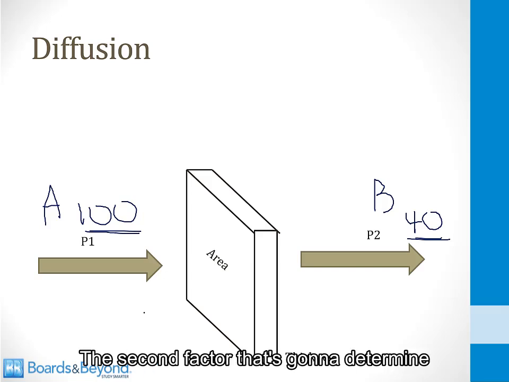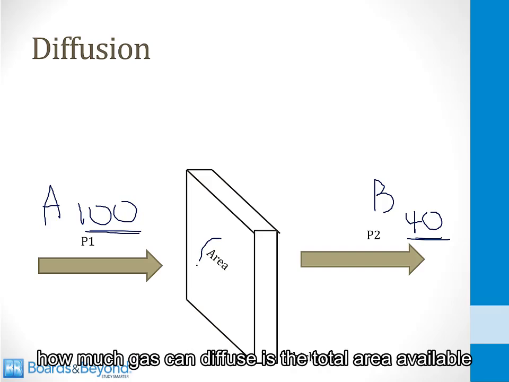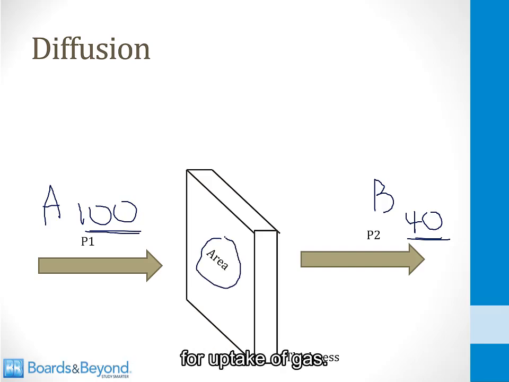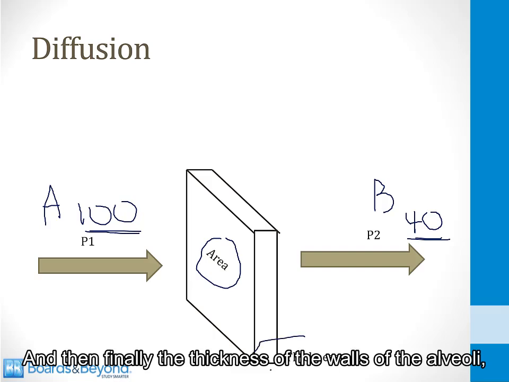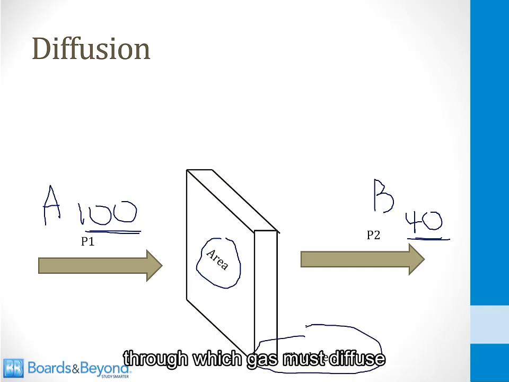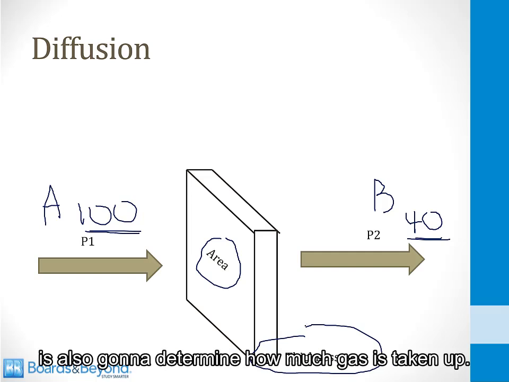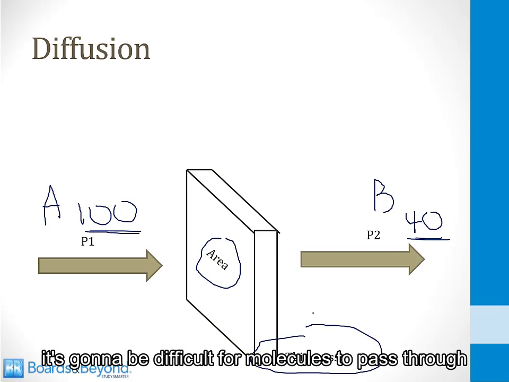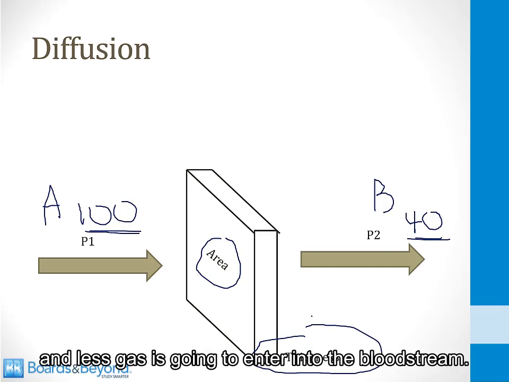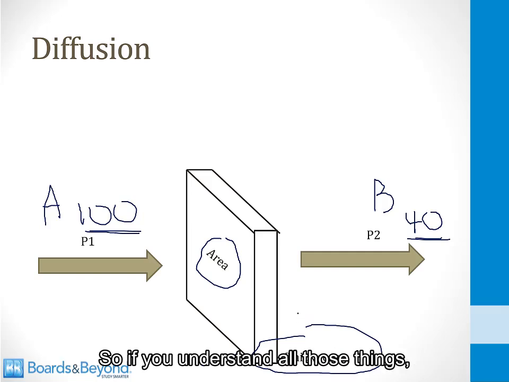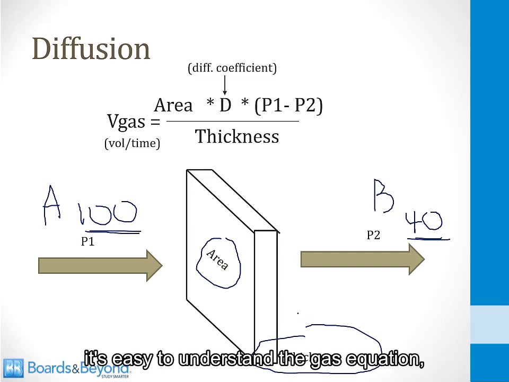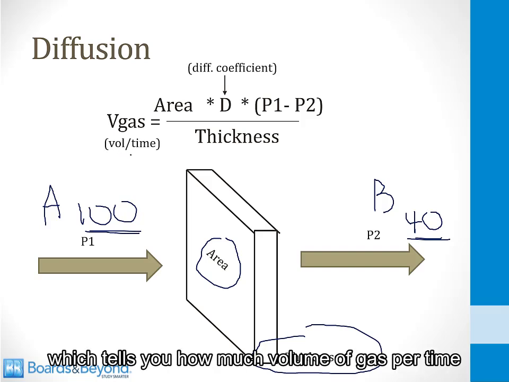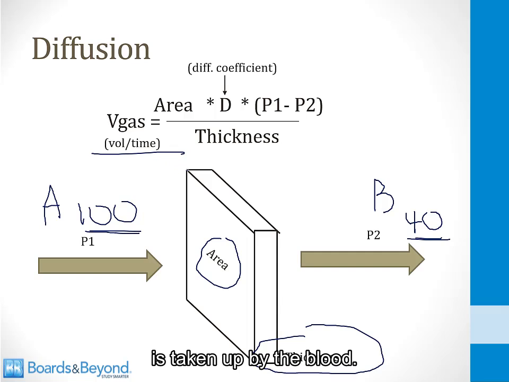The second factor that's going to determine how much gas can diffuse is the total area available for uptake of gas. The more area you have, the more gas molecules can pass from the alveoli into the blood. And then finally, the thickness of the walls of the alveoli through which gas must diffuse is also going to determine how much gas is taken up. If this thickness is very large, it's going to be difficult for molecules to pass through, and less gas is going to enter into the bloodstream. So if you understand all those things, it's easy to understand the gas equation, which tells you how much volume of gas per time is taken up by the blood.